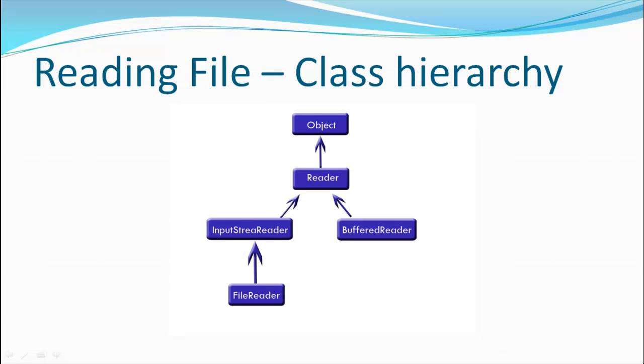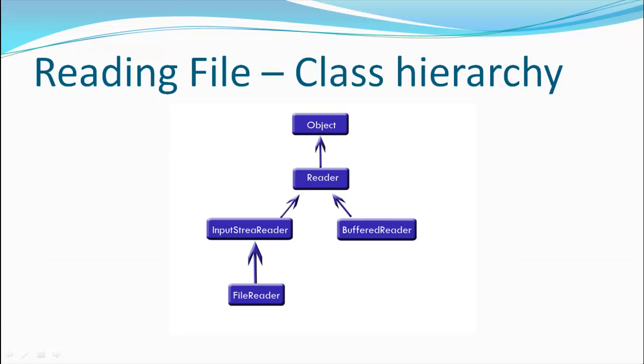The class hierarchy for reading a file is as follows. The topmost class is object class, as we already know. We have Reader, which extends class Object. We have got two classes, InputStreamReader and BufferedReader. These two extend the class Reader. We also have a FileReader class which extends InputStreamReader.